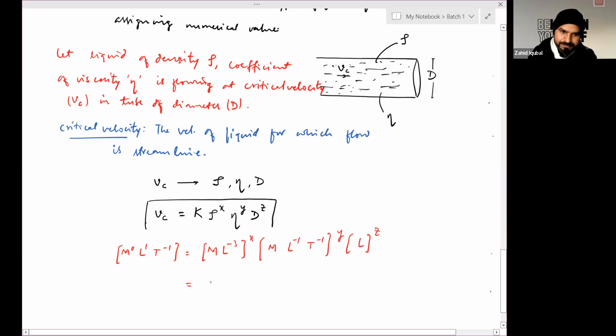So M has x from the first part and y from the second part, L to the power minus 3x minus y plus z, and T to the power minus y. First, write it down till this part.